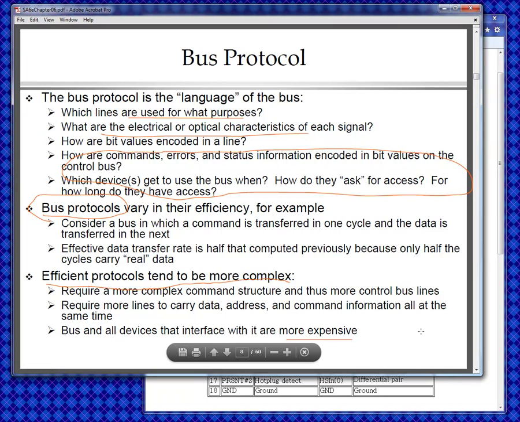A good example here would be something like SATA versus SAS for disk storage buses. SAS is serial attached SCSI, and we'll talk more in detail about that a little later. But that's a more complex bus protocol than SATA, and the disk drives that use it tend to be more expensive. Now, is the additional expense entirely due to the complexity of the bus protocol? No, but it's part of the additional expense.